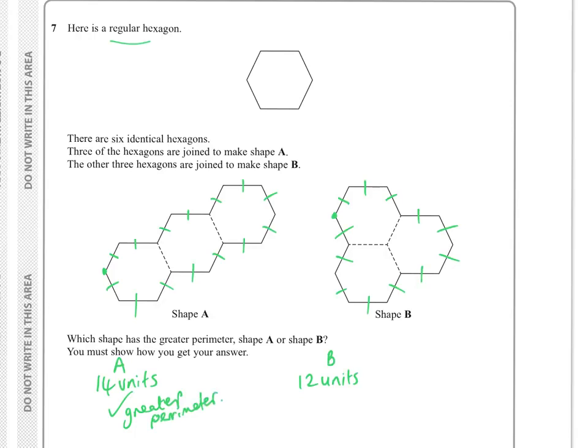Now, visually, you can see that shape A denies 2 lengths to be part of the perimeter, whereas shape B denies 3 lengths to be part of that perimeter. So this is more compact.